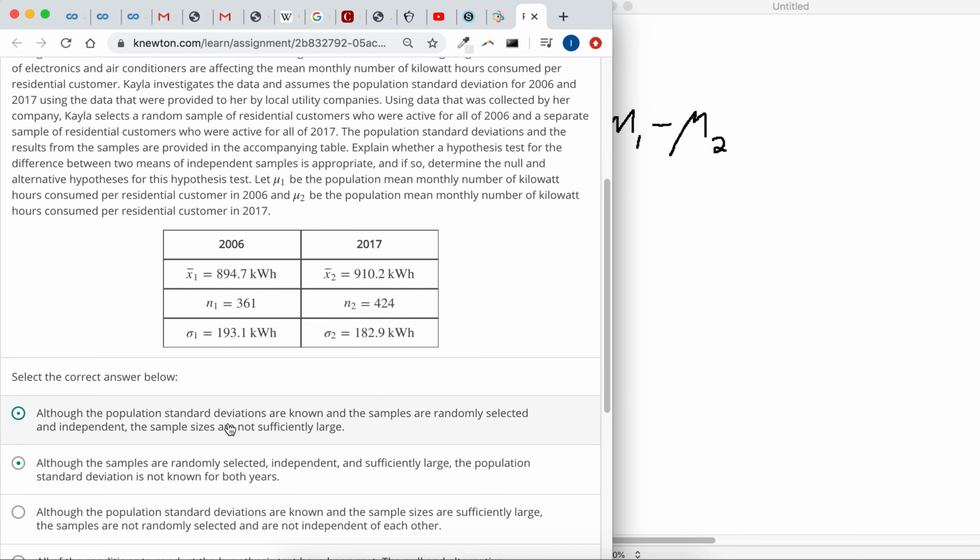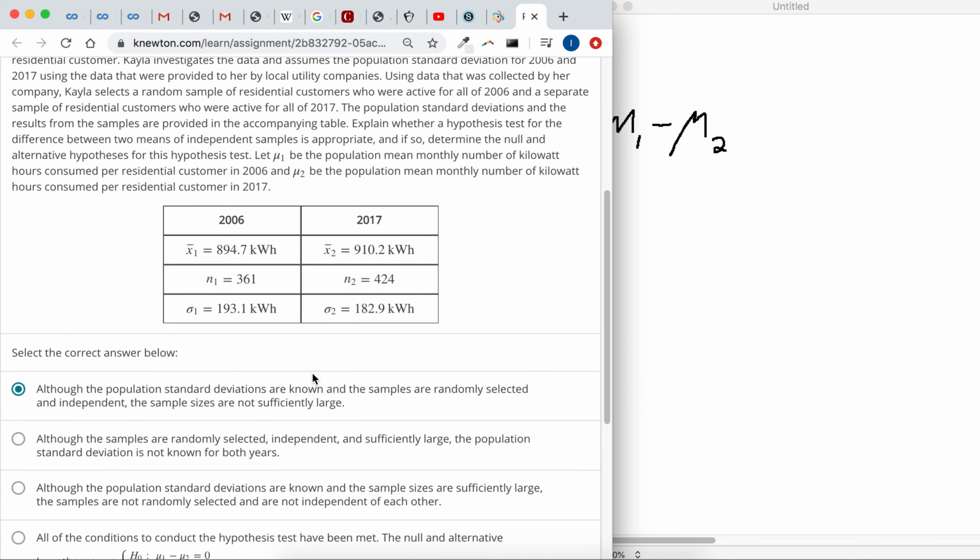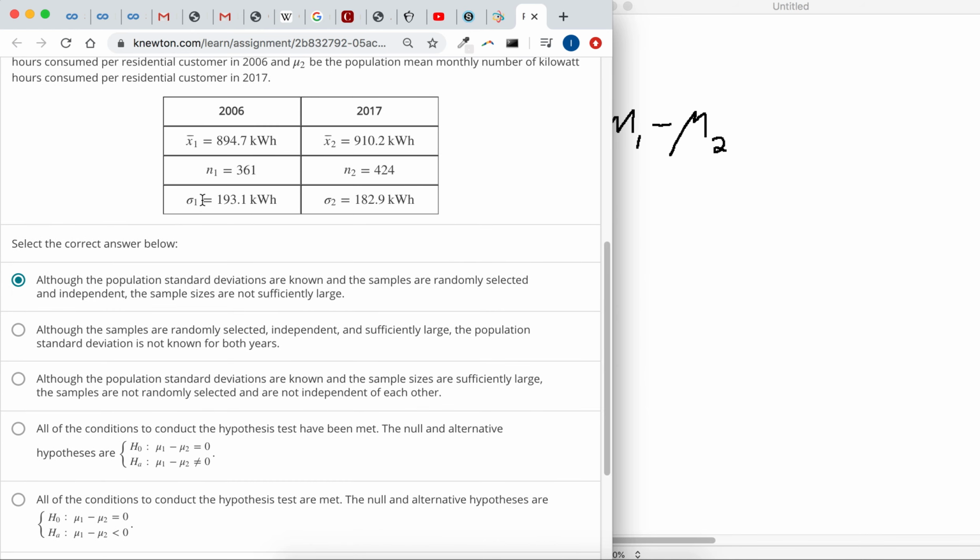Okay, and I've just clicked one. That might not necessarily be the right answer. So okay, the population standard deviation is known. So when that happens, usually we can use z for our test statistic. If it was just the samples, it's S. Usually we use the t distribution. Let's check out and see what they're looking for here.